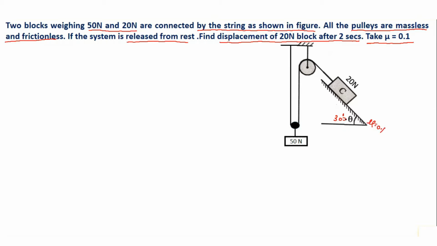Now you can see that there are two pulleys, one which is this fixed pulley and this is the movable pulley. Because it is a movable pulley problem, we will say that the acceleration of the 50 Newton block will not be equal to the acceleration of the 20 Newton block. Now let us proceed further with the solution.